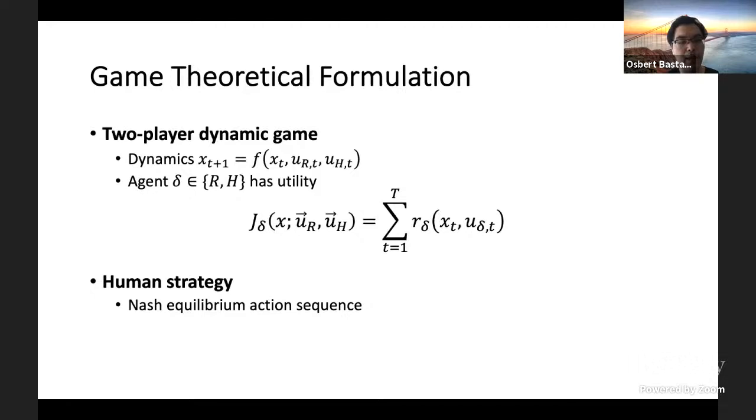As I said earlier, a key aspect of our approach is that we're going to assume that the human is behaving somehow in a rational way. In particular, we're going to assume that they're acting according to a Nash equilibrium strategy. Humans don't always act optimally, and there is a lot of work on modeling how human behavior is boundedly rational, but I'm not going to be talking about any of that today. We're just going to assume that the human is acting optimally. We do have some assumptions about exactly what this means, which I'll describe later.